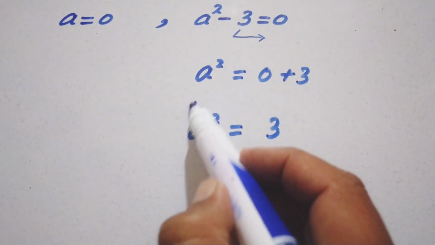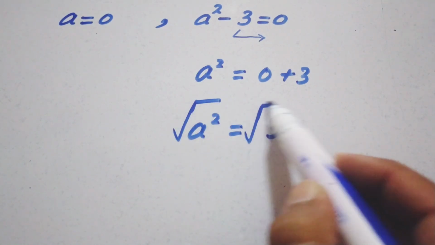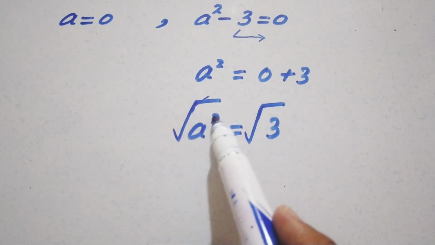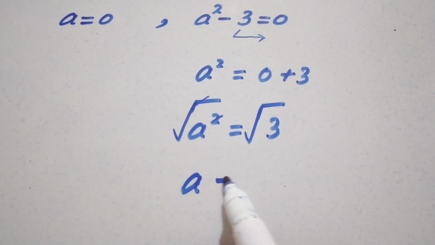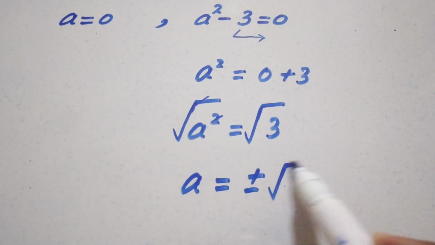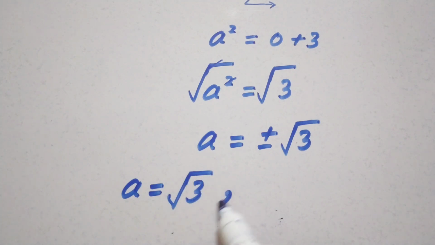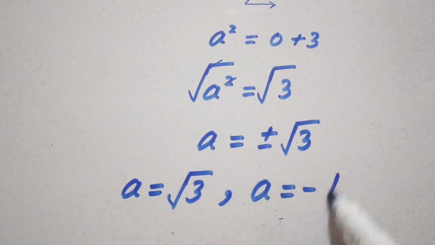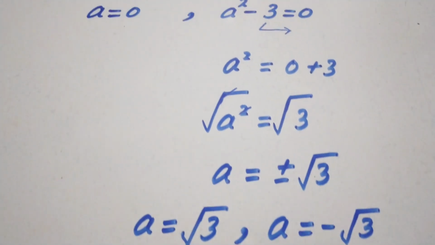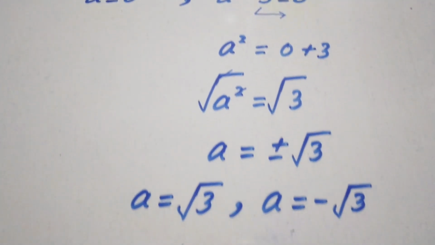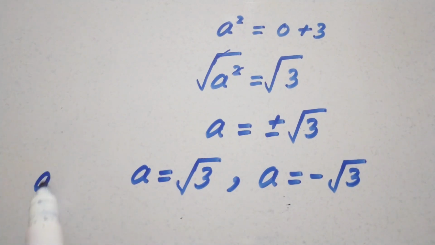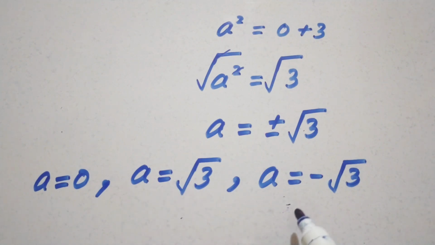Now taking the square root on both sides, at the left-hand side the square root and square cancel out each other. We are left with a is equal to plus minus square root 3. So from this we have two values: a is equal to plus square root 3 and the second value of a is equal to minus square root 3. First we found that a is equal to 0, so let me write here a is equal to 0, a is equal to square root 3, and the third value is a is equal to minus square root 3.